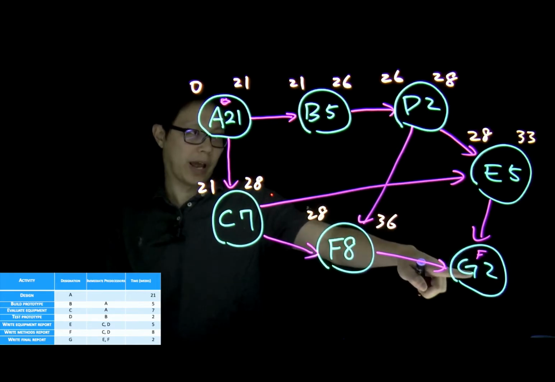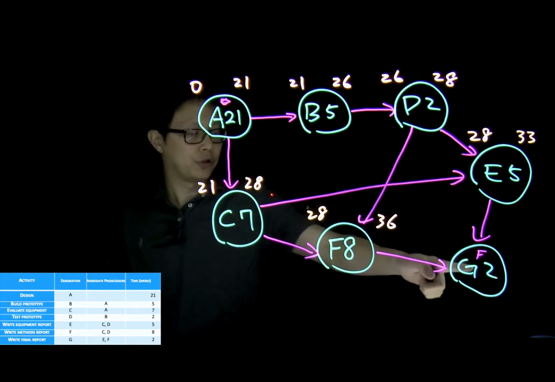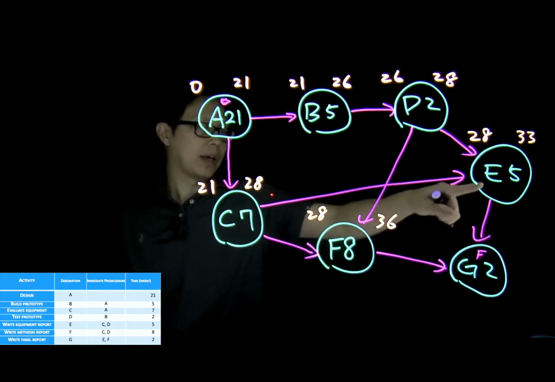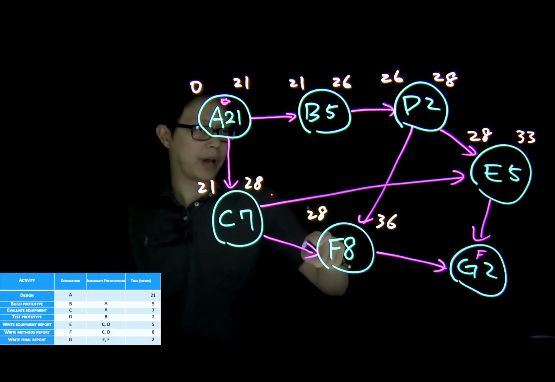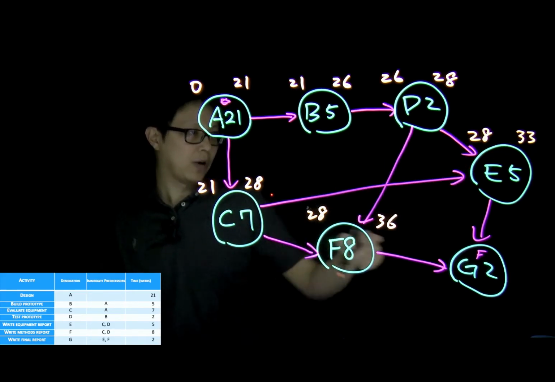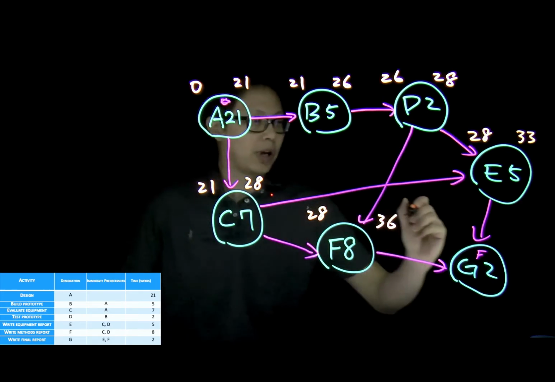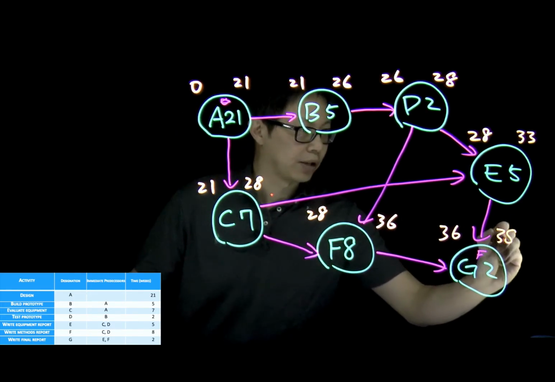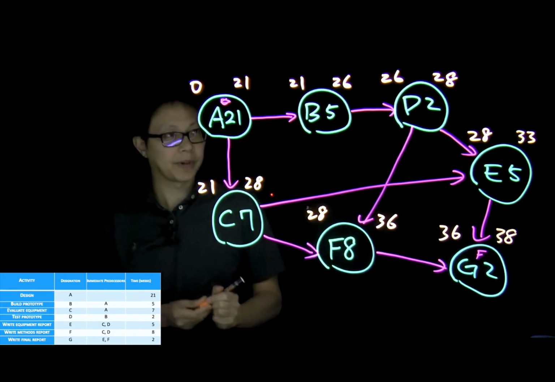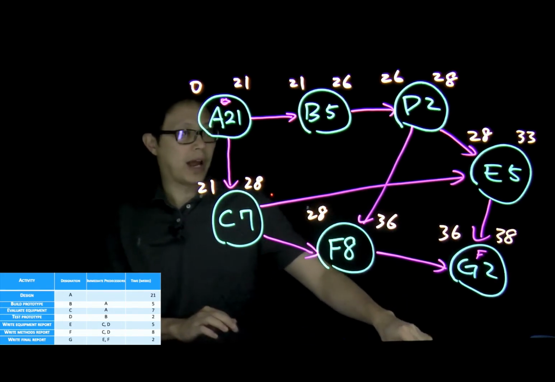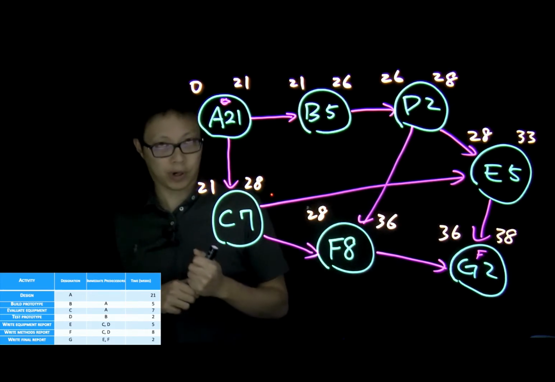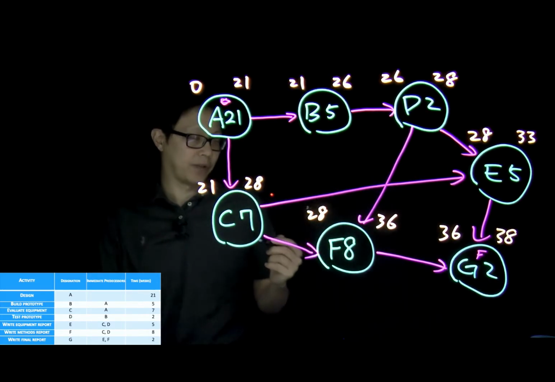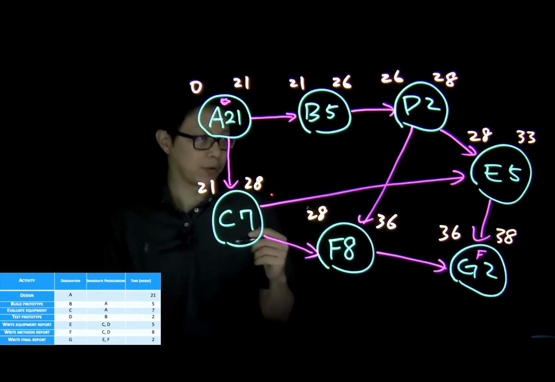Finally, we want to work on G. G will need to be started after we finish F and E. E can be done at time 33. F can be done at time 36, which means we cannot start to work on G until we reach 36. So the total time will be 38. Once you have the early start and the early finish time, we can work on the late start and the late finish. We always start from the finish time and backtrack to the late start time.